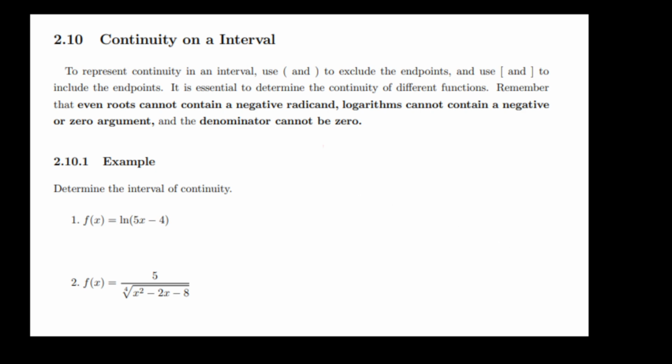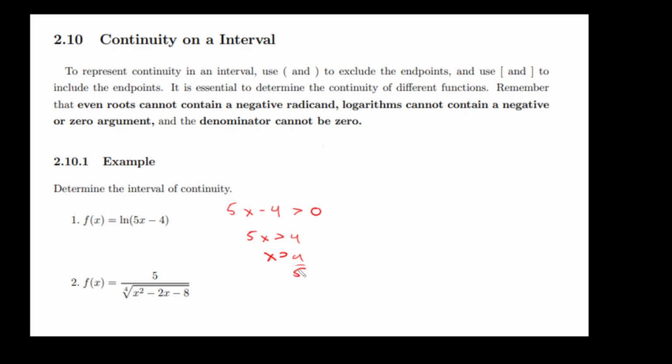So first question is we're looking at the interval of continuity of ln of 5x minus 4. What we can do is make an inequality to figure out when the argument is going to be greater than 0. So basically what we want is this argument, which is 5x minus 4, to be greater than 0, and we can solve this out.